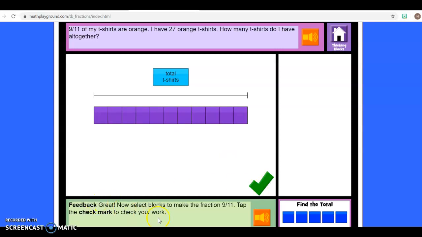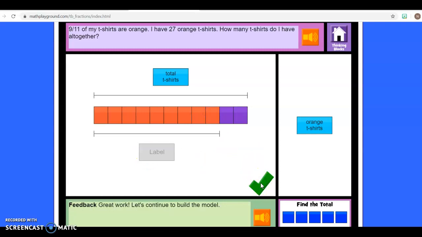Okay, now you need to select the blocks to make the fraction 9/11ths. So you have 11 blocks up here and you have to click 9. And one other thing I love is that it changes colors, the ones that you're working with, so that you can keep it separate. So there we go. I clicked 9 blocks. Okay, and you continue to build the model.